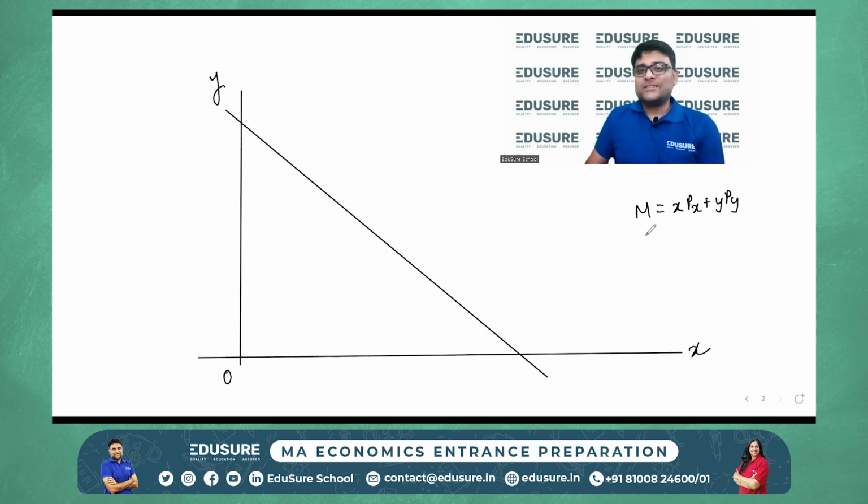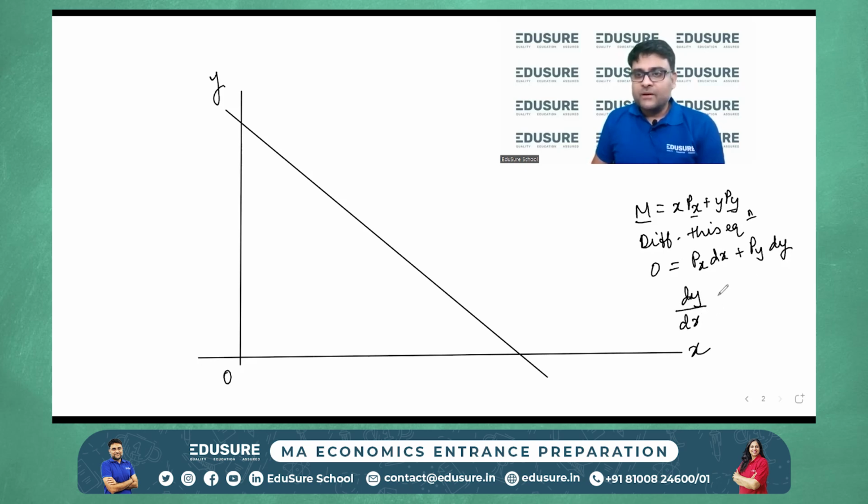And the slope of this line is nothing but dy by dx. So मैं क्या करूंगा? I differentiate this equation, and what do I get? Money, income, and prices are not changing. So 0 is equal to px dx plus py dy. Now the slope is basically dy by dx in the xy space. So dy by dx is basically minus px by py.